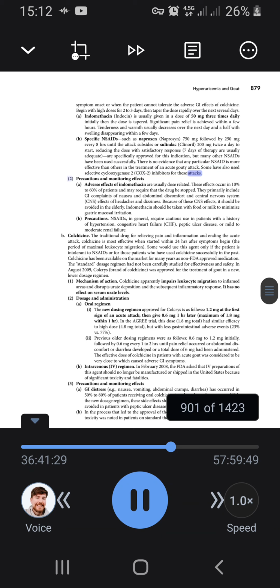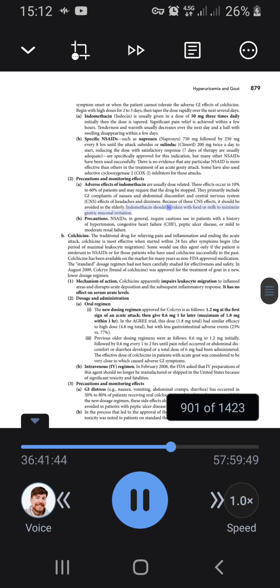2. Precautions and monitoring effects. Adverse effects of indomethacin are usually dose-related. These effects occur in 10% to 60% of patients and may require that the drug be stopped. They primarily include GI complaints of nausea and abdominal discomfort and central nervous system, CNS, effects of headaches and dizziness. Because of these CNS effects, it should be avoided in the elderly.